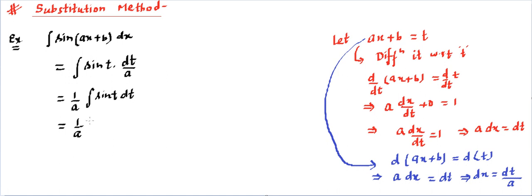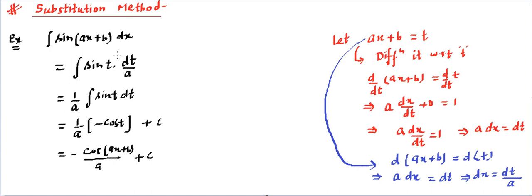And this becomes, as per your knowledge, this sin t integration comes out to be minus cos t. So then you can add the plus c, so this becomes minus cos t divided by a plus c. Now here we can write cos t, but since our question was in terms of x, we should put this t back in terms of x. So if we replace this t back in terms of x, it becomes ax plus b.